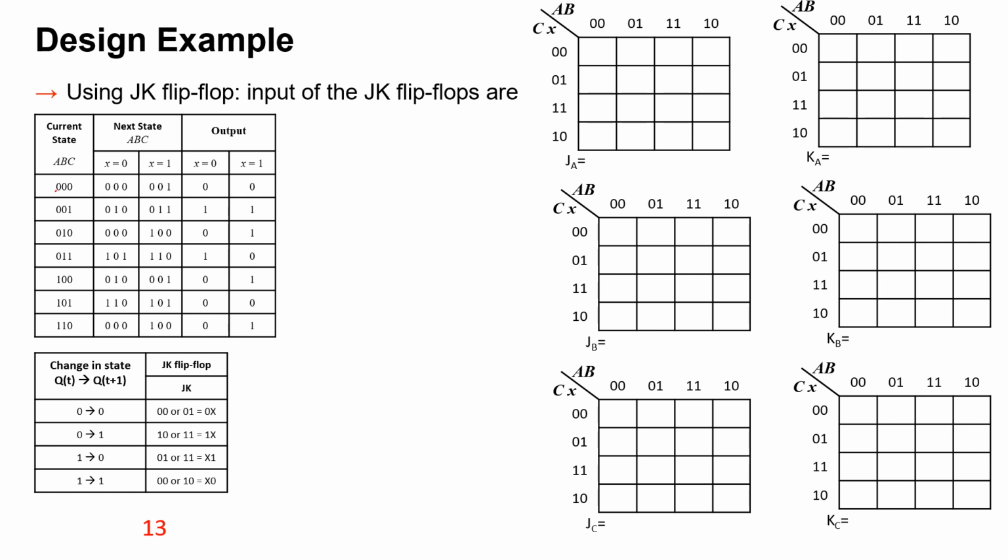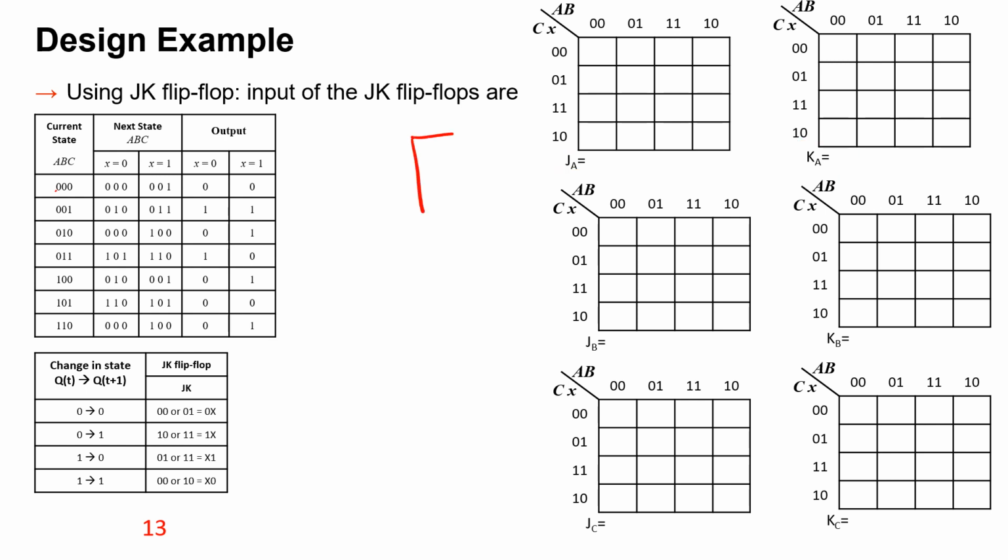How many K-maps do I need in this case? I need 6 K-maps for flip-flops, and I need 1 K-map for my output. Similar to D and T flip-flop, output will be similar, but input of the flip-flops will be different here because each JK flip-flop has 2 inputs. So you need to figure out what logic you need to apply to input J of flip-flop A, what logic you have to apply to K input of flip-flop A, and so on.